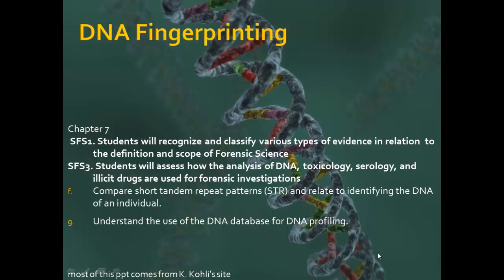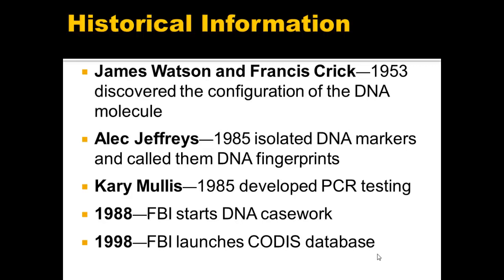In this video, we are going to talk about DNA fingerprinting. All right, before we get started, we do need to go over some important people in DNA history. You already know about Watson and Crick from biology class. They are the ones that came up with the double helix shape for the DNA molecule.